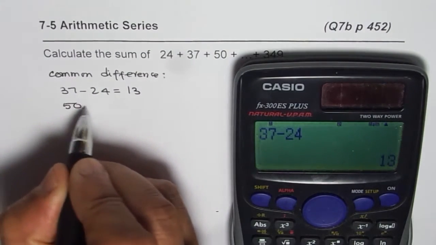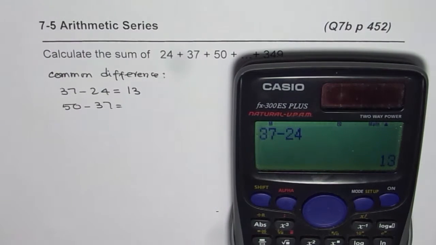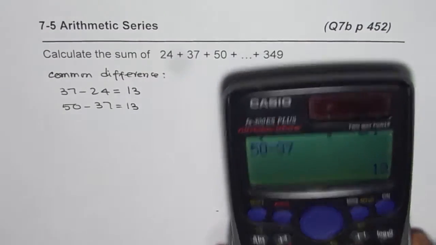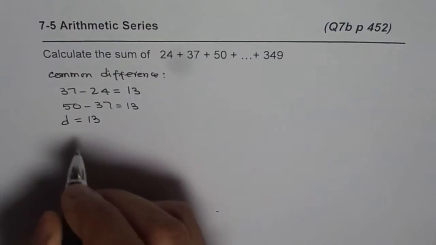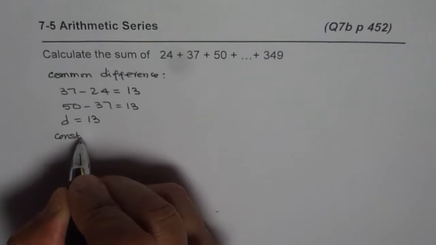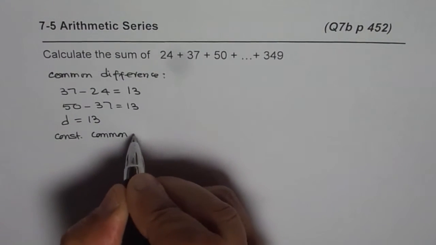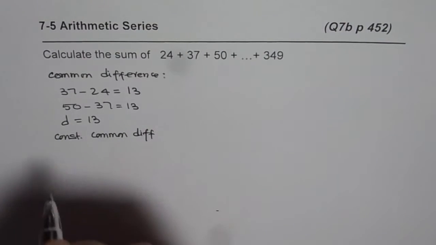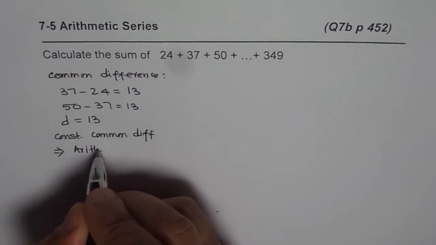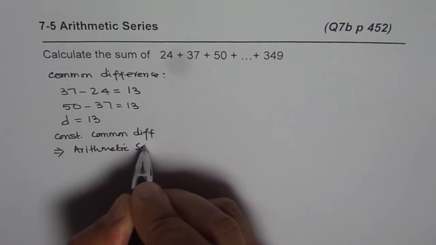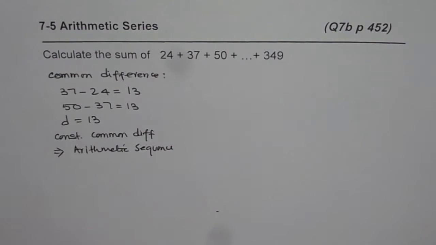And then 50 minus 37 is equal to 13 again. So what you find here is that the common difference is 13. So you can write the difference d equals 13, constant, or you can say common difference, which implies that it is an arithmetic sequence. You need to investigate and show that this is an arithmetic sequence, and then start solving the question.